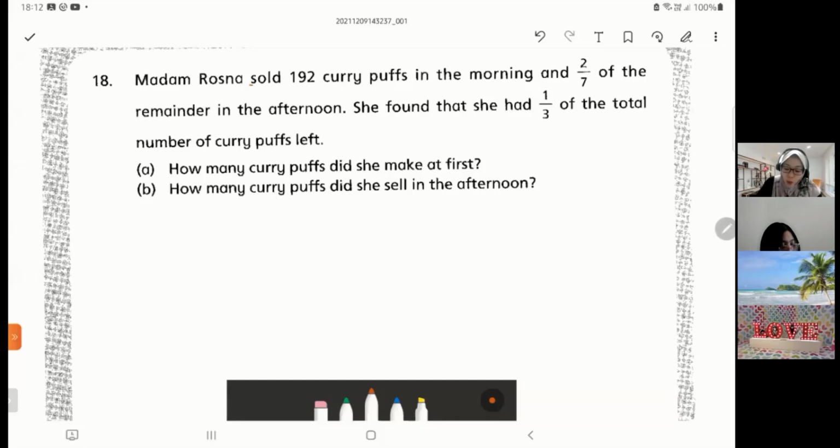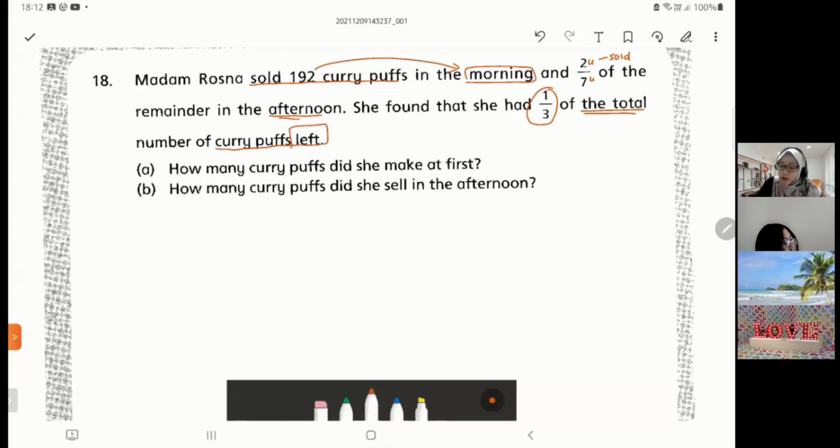Madam Rosna sold 192 curry puffs in the morning. So this is morning. And 2/7 of the remainder in the afternoon. So this is units, this is what she sold. Right? In the afternoon, she found that she had 1/3 of the total number of curry puffs left. This is the left.